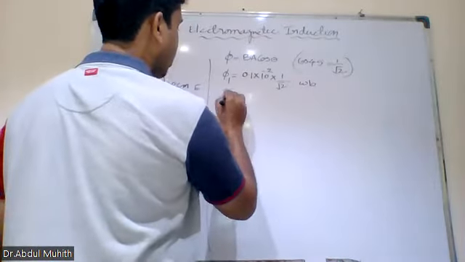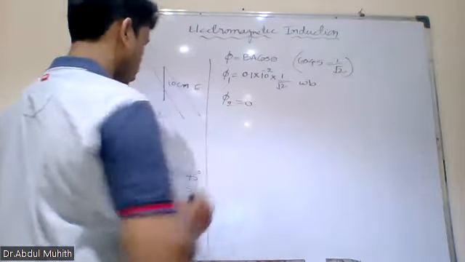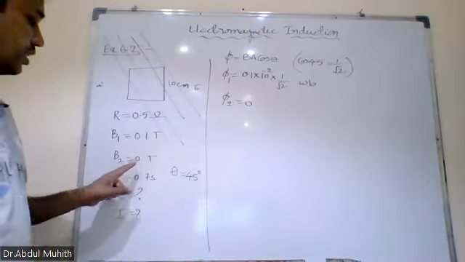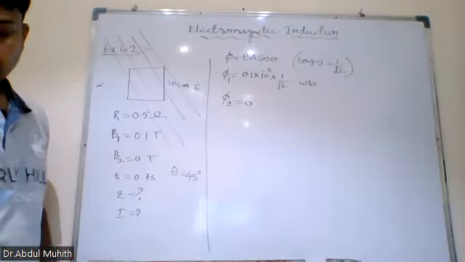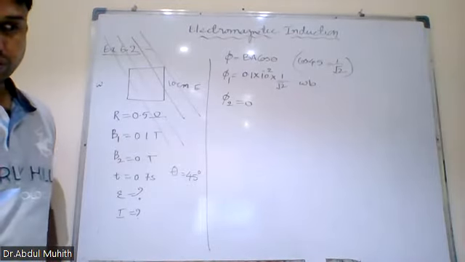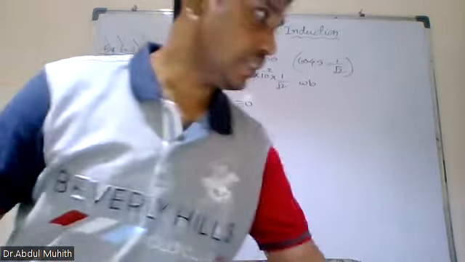So the second one is what? The flux phi 2 is equal to 0, because the magnetic field becomes 0 in the second case. Now, what is the next one? The next one he says, one second.